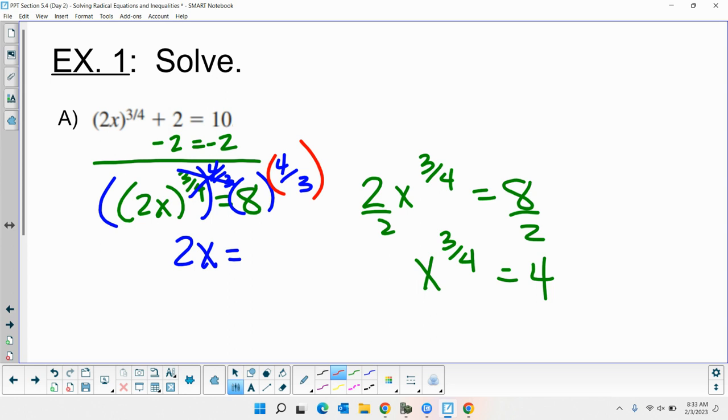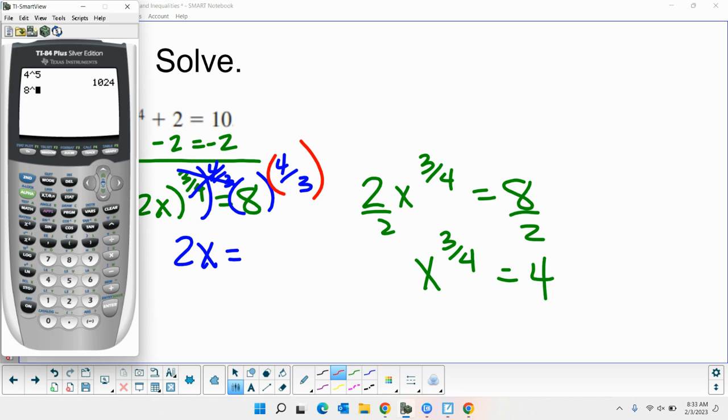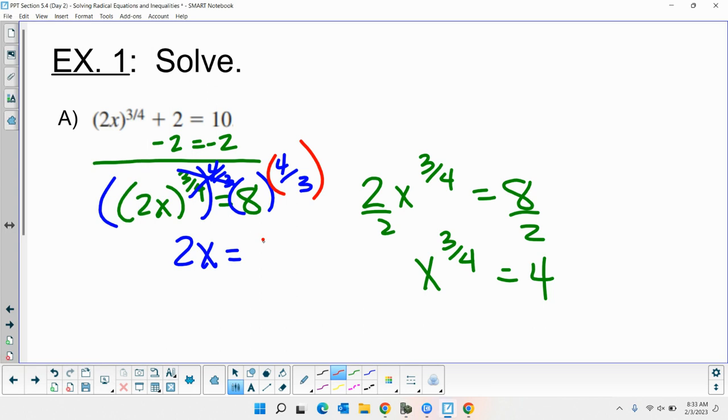Okay? There we go. So parenthesis, and then 4 divided by 3, and it'll give you an answer. 16. Okay? So 2x equals 16. Now divide by 2. Just finish it. And you get 8. Okay? Get that right? Makes sense? Questions?